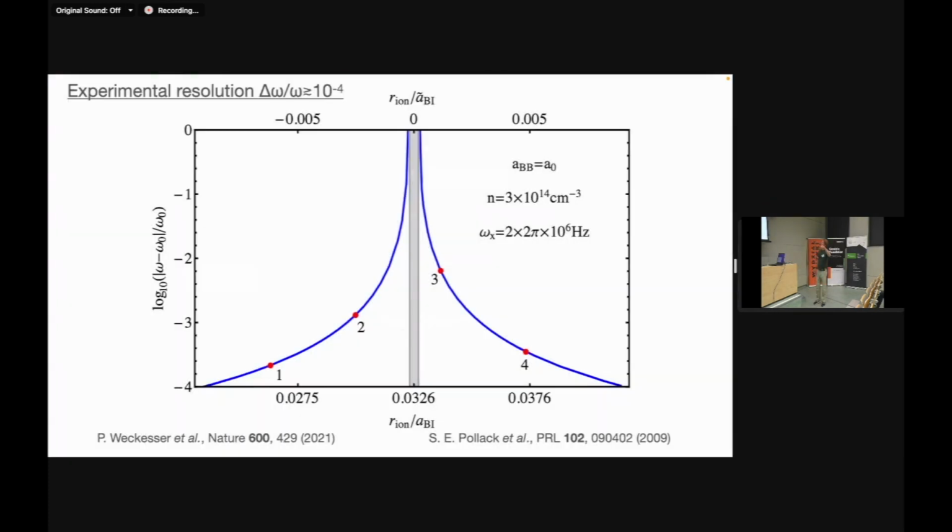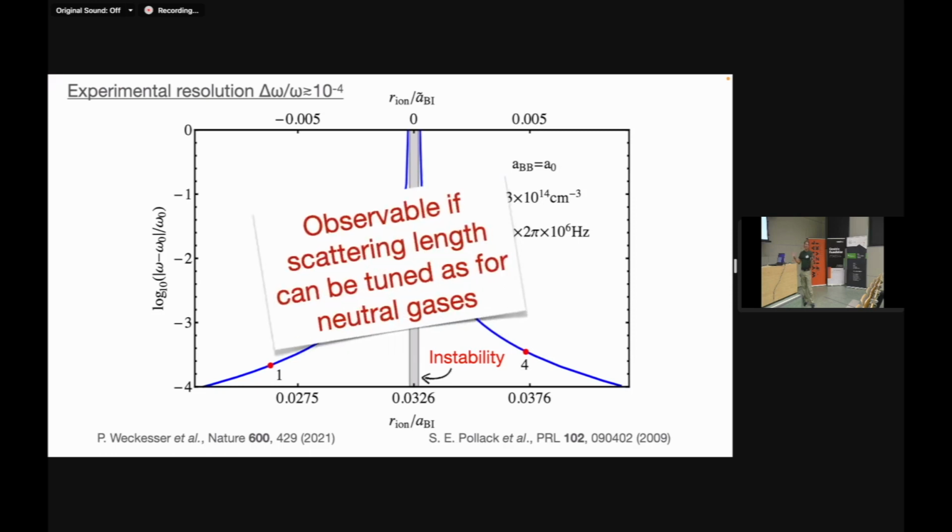And this just tells you how much you have to tune the atom-ion scattering length to get an observable shift. So in this range, the shift is observable. This is a logarithm above -4. And this is for a specific example. And then the theory even predicts an instability, that the mediated interaction should win over the Coulomb, but that's a breakdown of the theory.